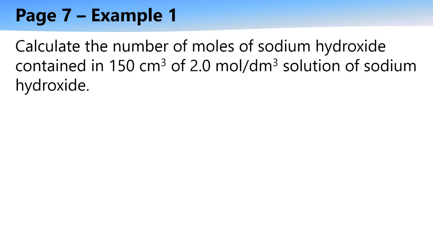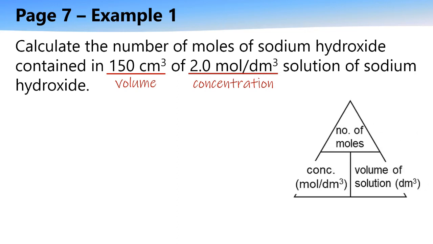Okay, so on to page 7, example 1. Calculate the number of moles of sodium hydroxide contained in 150 cm3 of 2.0 mole per dm cube solution of sodium hydroxide. When I get this kind of question, I always like to highlight what each quantity is representing. So we have 150 cm3, which is volume, and we have the concentration, 2.0 mole per dm cube. And the question wants us to calculate the number of moles.